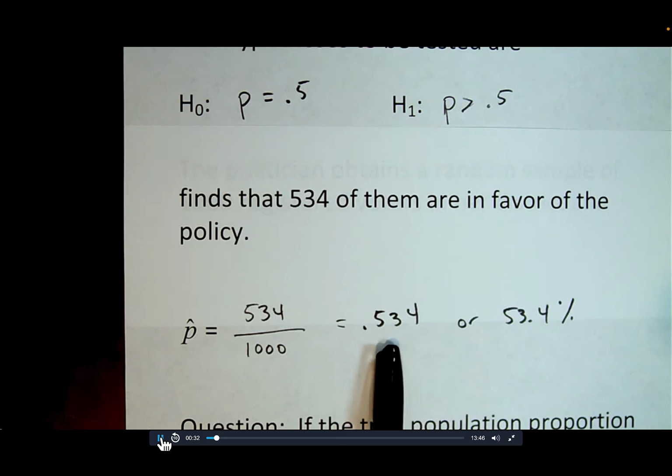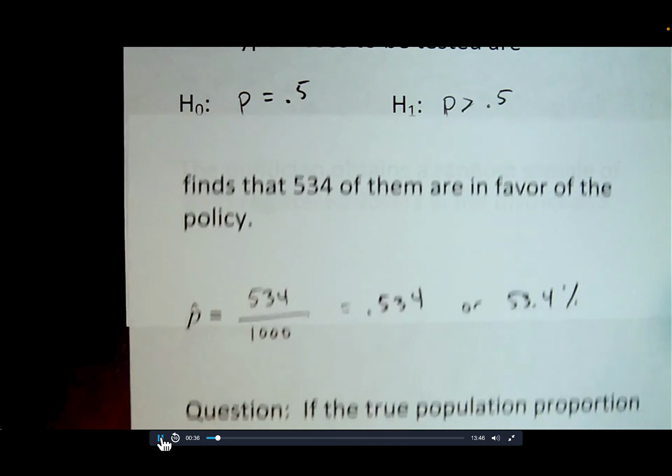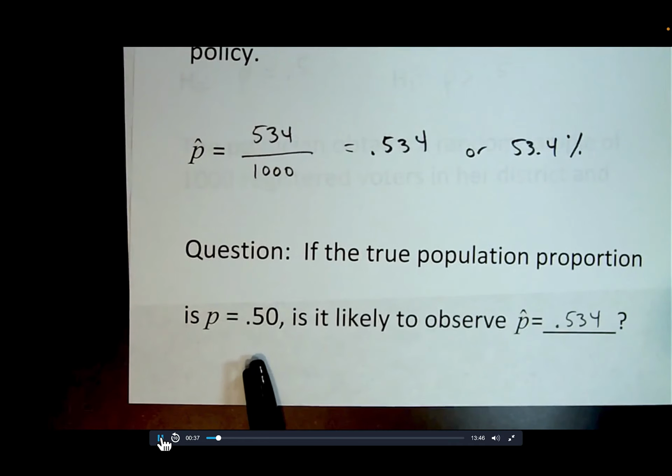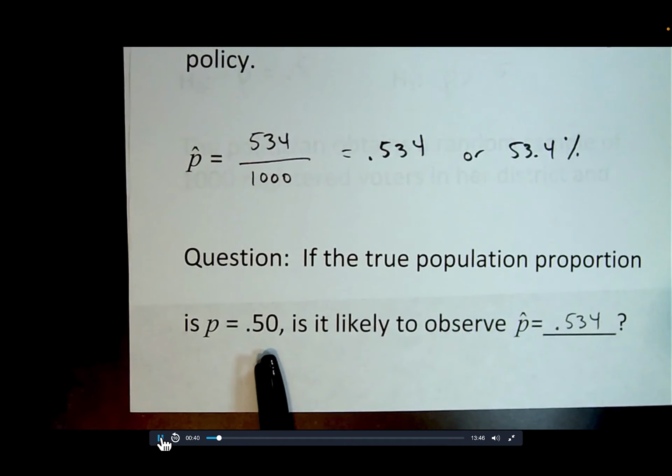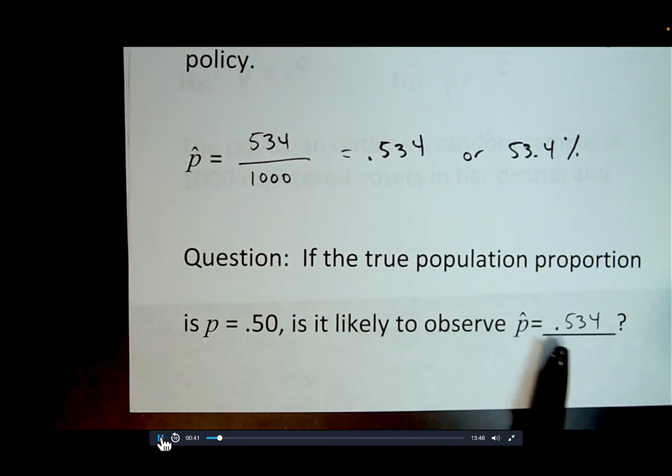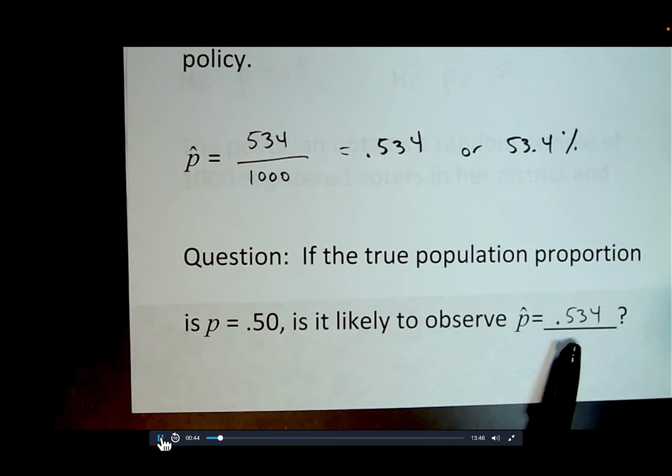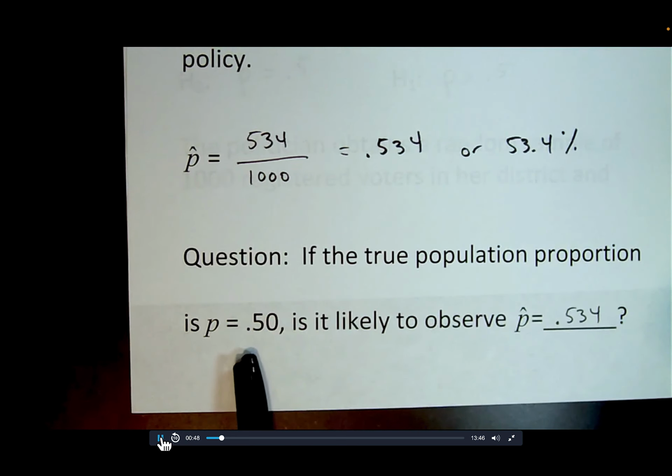The question is, is it likely that we would have gotten this estimate if the null hypothesis is true? If it's not likely that we'd have gotten a sample proportion of 0.534, then we're going to reject the null hypothesis. On the other hand, if this isn't out of line with that null hypothesis, then we won't reject that null hypothesis.